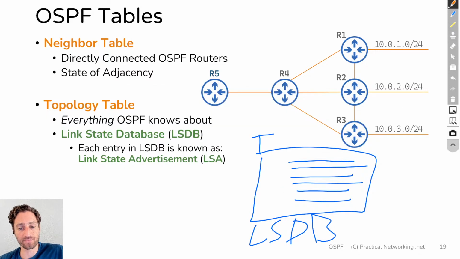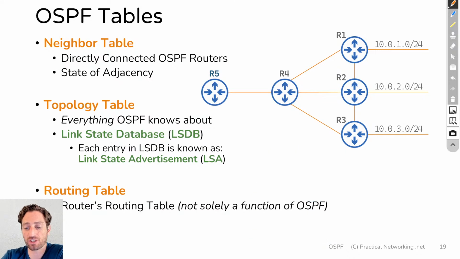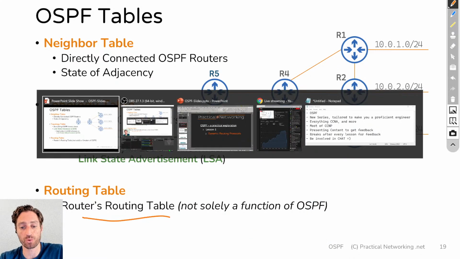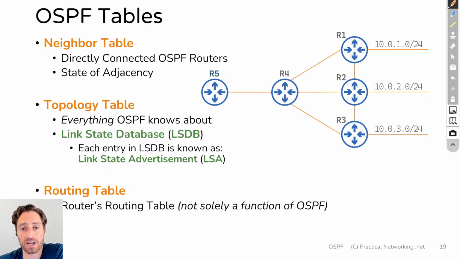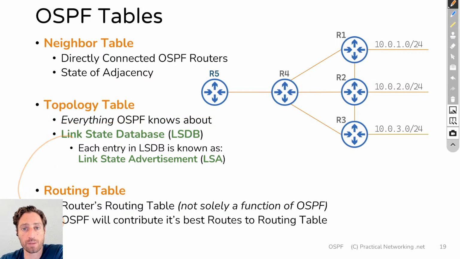And finally, the last table we're going to be talking about is the routing table. The R is a little cut off, but that's okay. The routing table is actually just the router's routing table itself. So it's not actually a function of OSPF. It's actually a function of the way routers work in general. So every router has a routing table. And what happens is OSPF is going to take its link state database and try and offer routes to the routing table for the router to use to actually route packets.